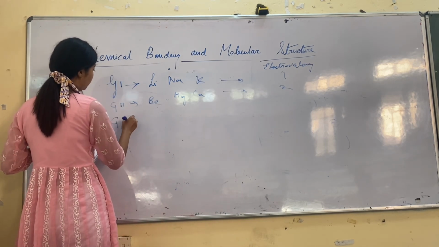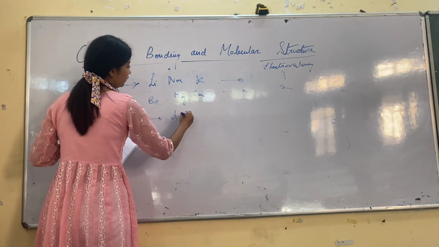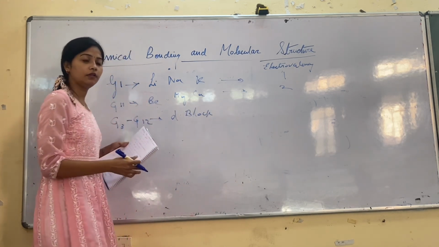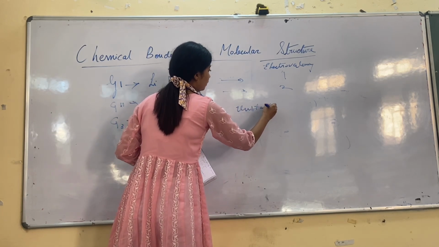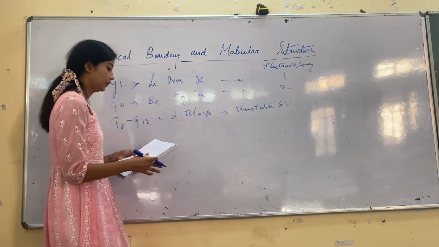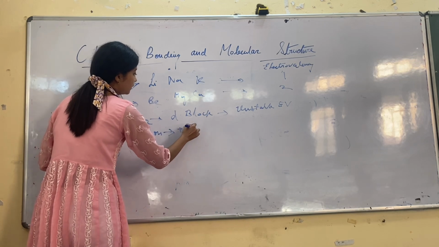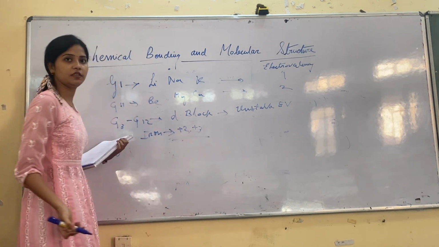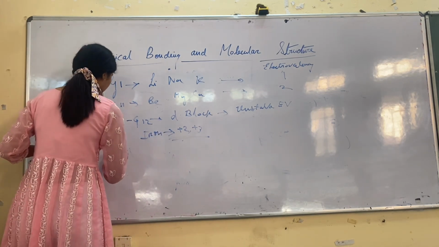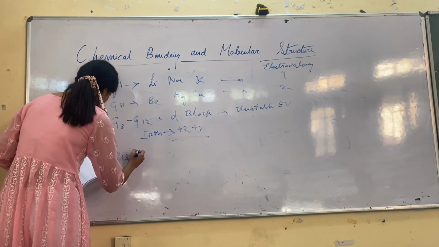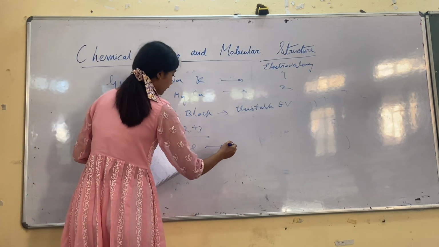Group 3 to group 12 elements are d-block elements. Thus, they have variable electrovalency. So we are not denoting it here, because we can take the example of iron, which shows electrovalency plus 2, plus 3. So it has variable electrovalency, so we are not considering it here. We are going to start from group 13. Aluminium, and the electrovalency is 3.